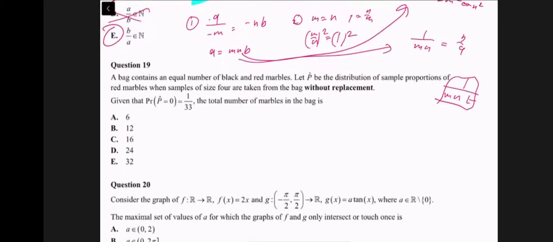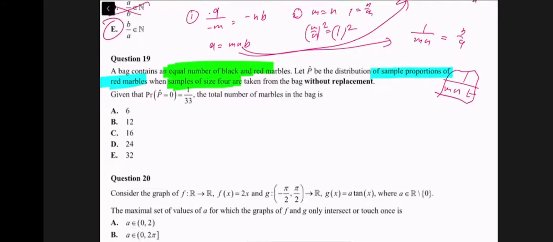So question 19. This question is just a bit annoying, actually. P is a distribution of a sample proportion of red marbles. Initially the bag contains equal numbers of black and red, and sample sizes of 4 are taken from the bag. It says samples of 4, but really we're just considering one sample. The probability that P hat equals 0 is 1 on 33.